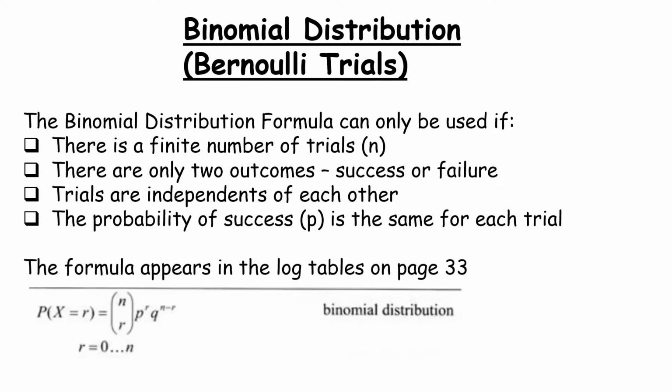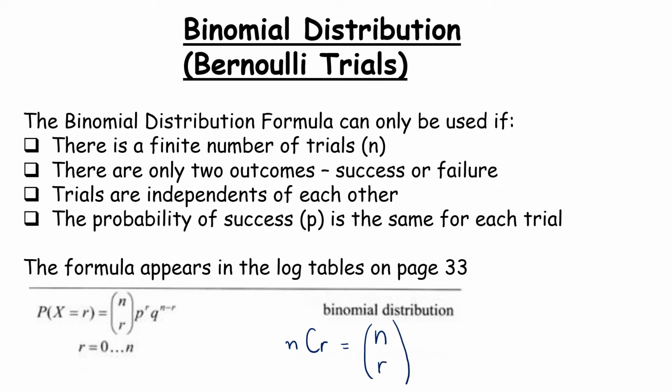And here is our formula. So n is the number of trials, r is the number of successes, so the thing we want. So it's n choose r. And in your calculator, you'll see this as nCr. So this looks like this in our formula, but they mean exactly the same thing.